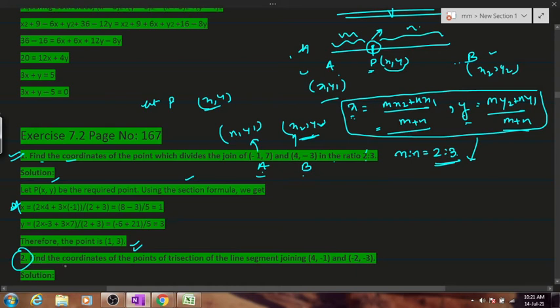Question number 2 says find the coordinates of the points of trisection of this segment. This is point A over here, 4, -1. Listen to it very carefully. This is point B out here, -2, -3. Can anybody tell me what trisection means for this line segment A and B? Yes?